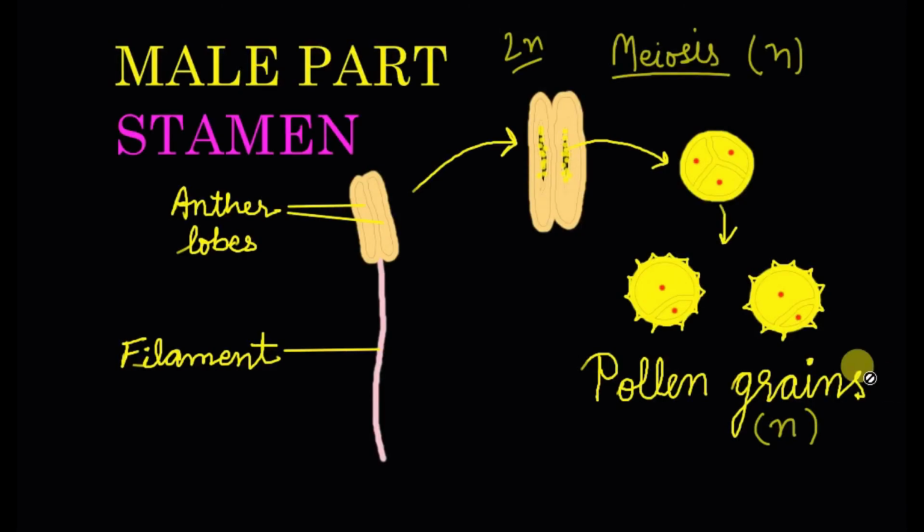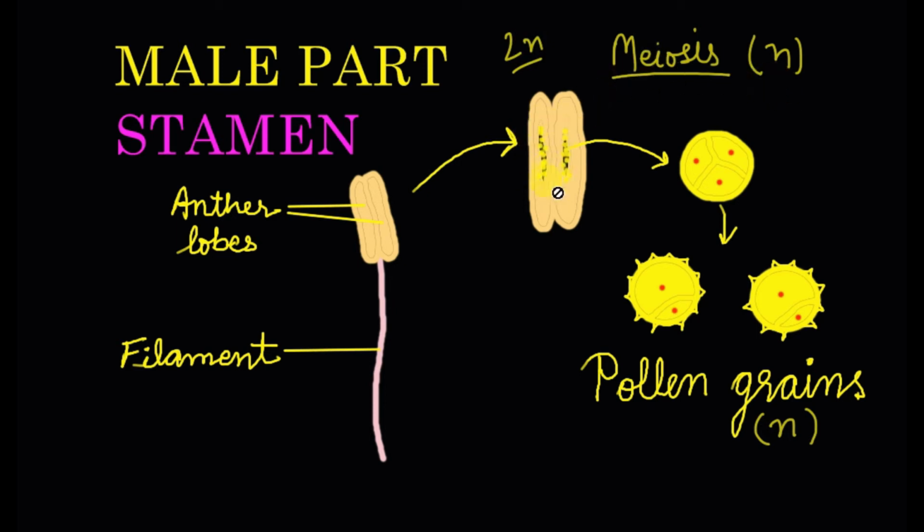Now let's see what happens inside the male part or inside the stamen. This is anther lobe, and here inside the anther lobes the sporogenous tissue is present which undergoes meiosis. Meiosis is a kind of reductional division where the chromosome number is reduced to half. So if the sporogenous tissue here is diploid, then after meiosis, the chromosome number will reduce to haploid.